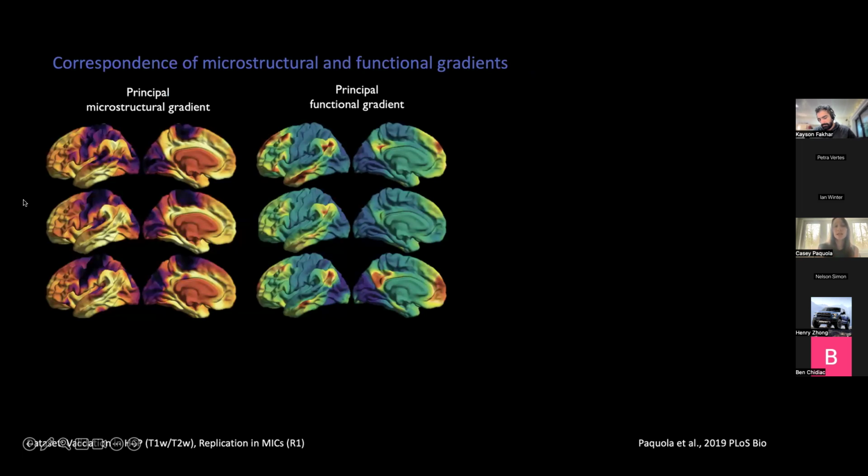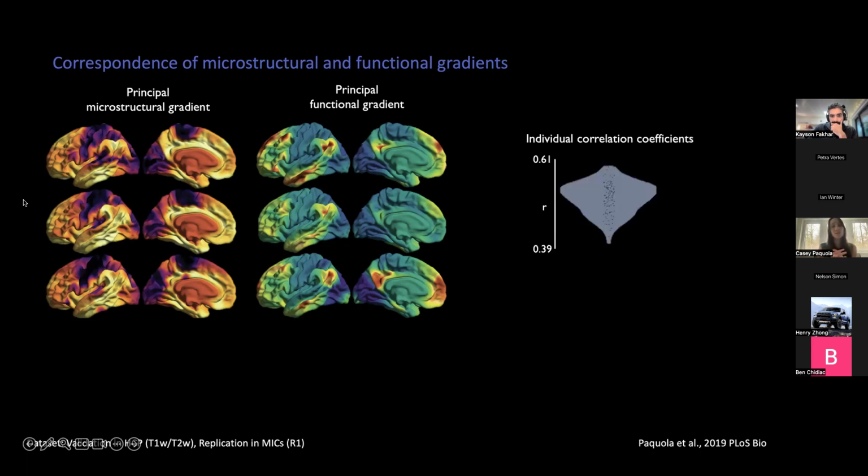We also are interested in understanding at an individual level how microstructure and functional gradients are interrelated, because there was a lot of discussion with the functional gradient work that this was recapitulating Mesulam's cortical hierarchy. But when we saw the microstructural gradient, we thought that actually aligned better. So we wanted to compare them directly, and we could do so at a single subject level using this approach. And we found that microstructural and functional gradients were moderately correlated across subjects, but there was some individual variation there. The average correlation was about 0.5.